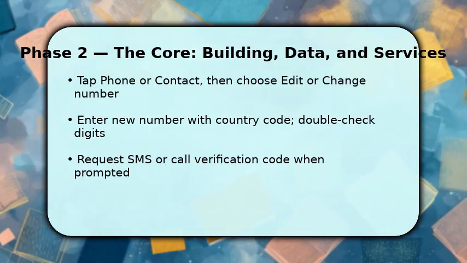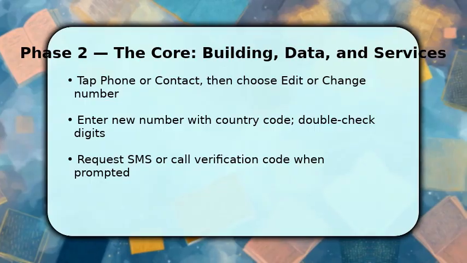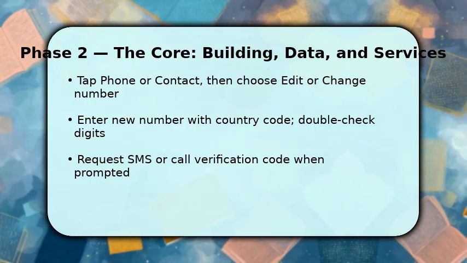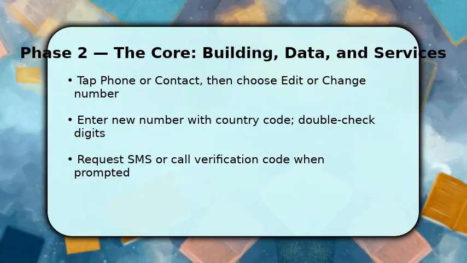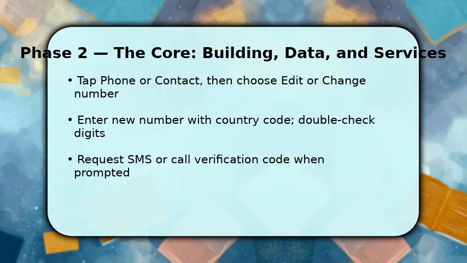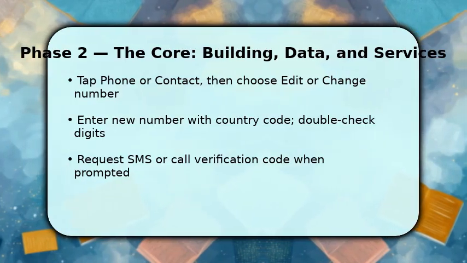Once entered, request the SMS or call verification code. Leap sends a time-limited code to confirm ownership. If the app shows a delay, wait and then resend the code. Patience avoids lockouts and repeated attempts.